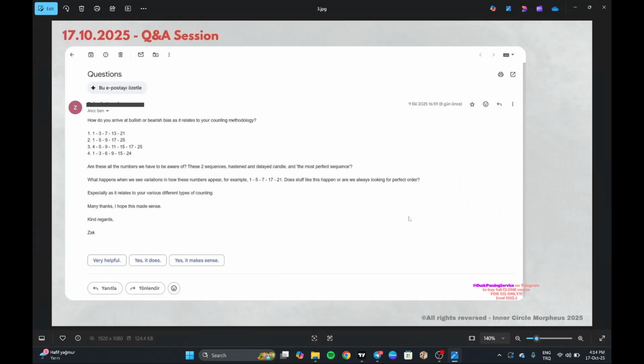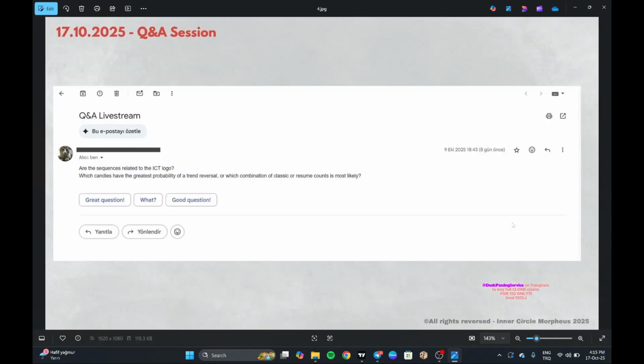So my recommendation is definitely focusing on these two sequences and trying to wait for the sequences to be in a perfect order, then taking your trades with high win rate. I hope everything is clear here.